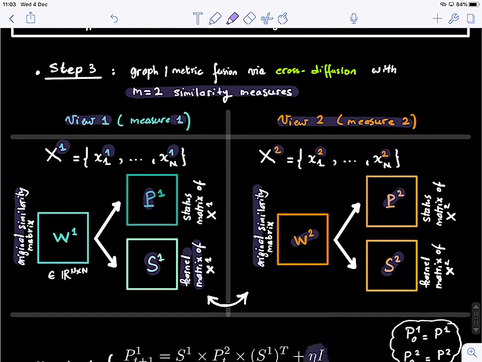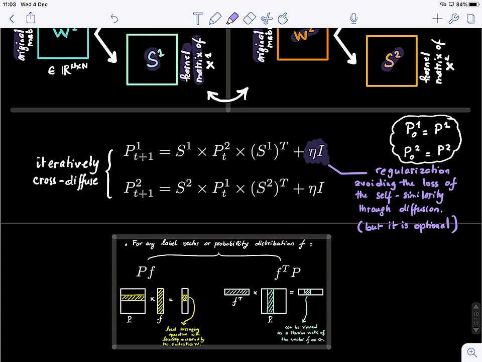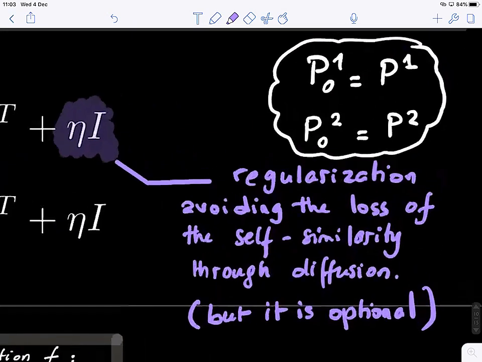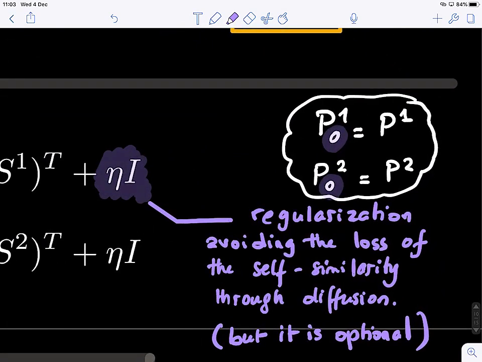After that, in the next step, this is the key idea: we iteratively cross-diffuse these two. I'll explain step by step what these equations mean, how we read and interpret them. The first one is an iterative process that depends on t. For t equals 0, at iteration 0, we have P_1 at time 0 equal to P1, the global matrix derived from data 1, and likewise for data 2.